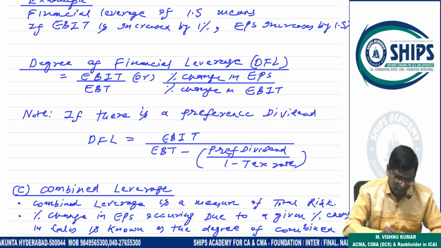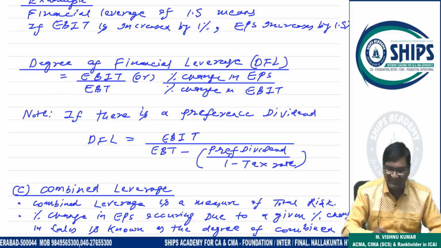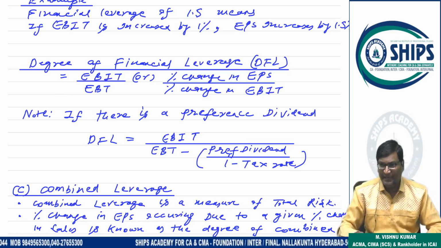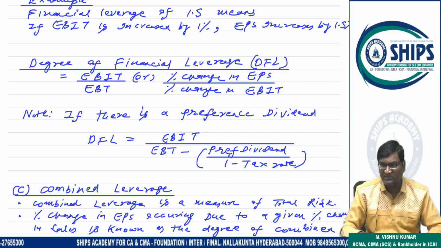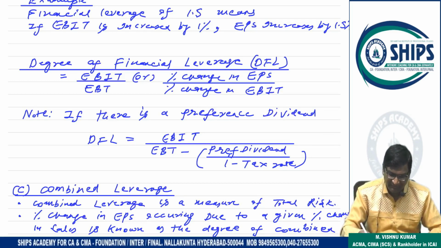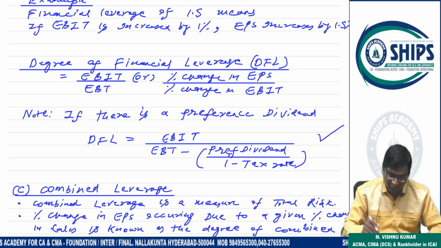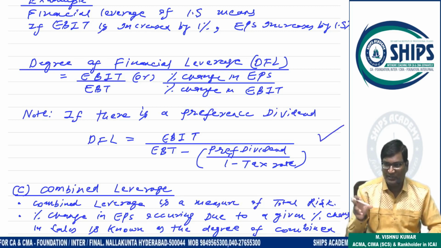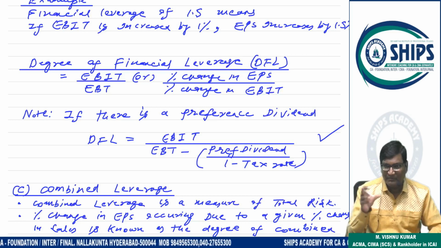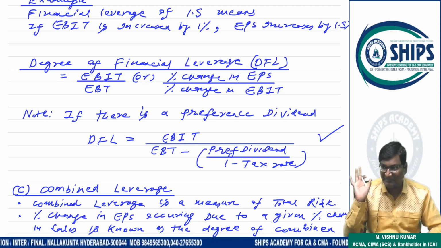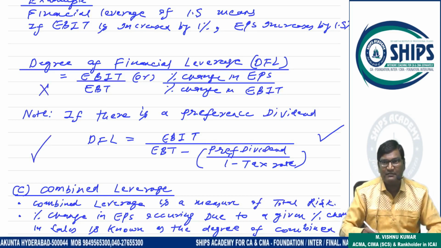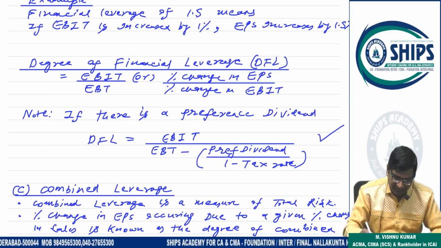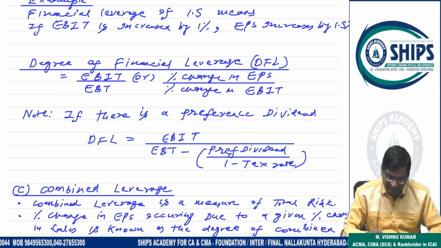This formula will be used when there is no preference capital. If there is a preference capital, the formula will change: EBIT divided by EBT minus preference dividend divided by 1 minus tax rate. The formula will change there. So you should be very careful. If preference share capital is given in the question, understand it as a split breaker. This formula will not come, this formula will come.